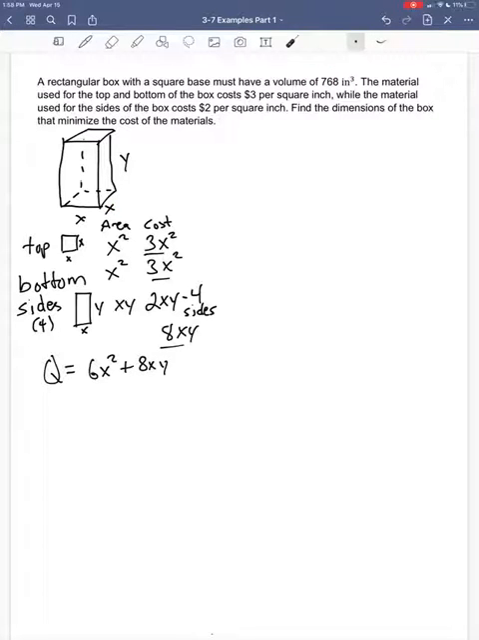So this is a prism. If I start with the bottom, it's a square. If I cut parallel to that square as I go across and up this prism, every cross section has the same area. In that type of situation, we can find the volume by just taking the area of the base times the height. And so what I would have here, that volume, the area of the base is x squared, the height is y, and that would have to be 768. I'm going to solve this for one of the variables so I can plug into q and get down to 1 variable instead of 2. It's going to be easiest solving this for y. I can just divide.